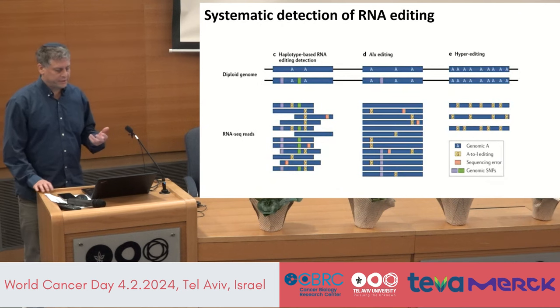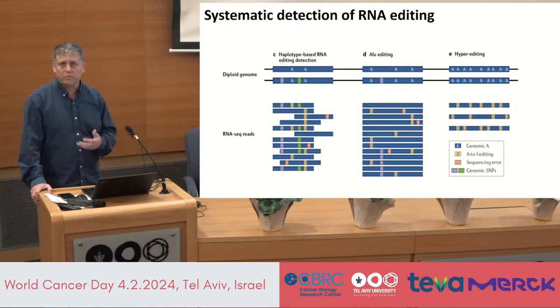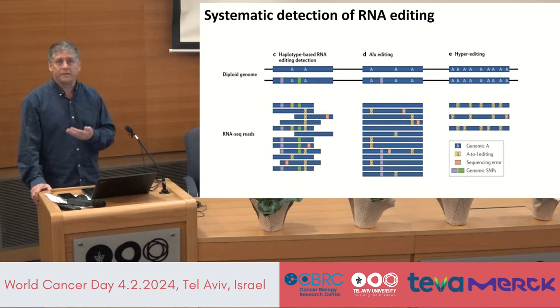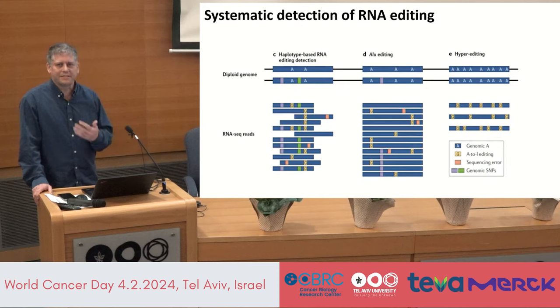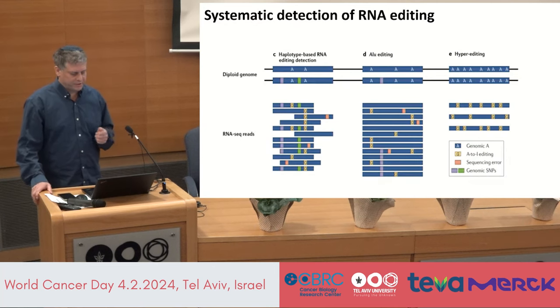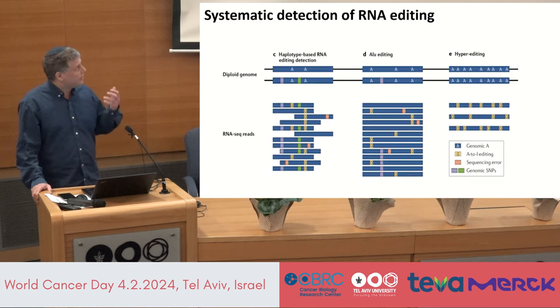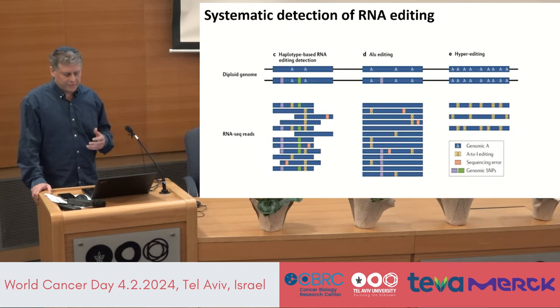Our lab, which is mainly computational, developed in the last few years several computational tools to find where editing takes place. Theoretically, it's a very simple task. You only have to compare the DNA to the RNA and look for mismatches. However, there are many other sources for mismatches. It can be mutation, polymorphism, somatic mutation, not only germline, sequencing error, or misalignment issues. So it's not a trivial task.